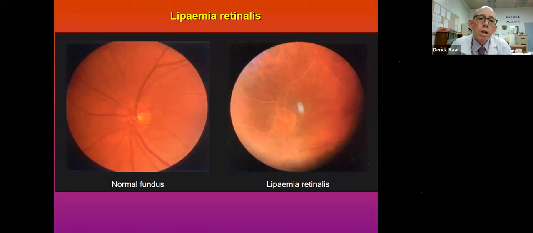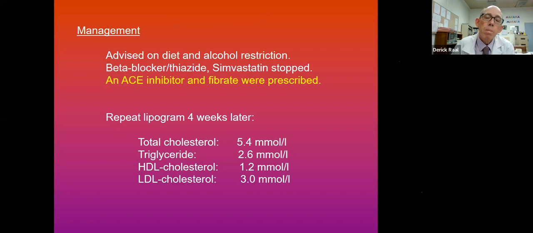A very important clinical sign is also to look into their eyes. A normal fundus is on the left. In somebody with severe hypertriglyceridemia, the vessels look white instead of red, what we call lipemia retinalis, and it's a very important clinical clue to the diagnosis of severe hypertriglyceridemia.